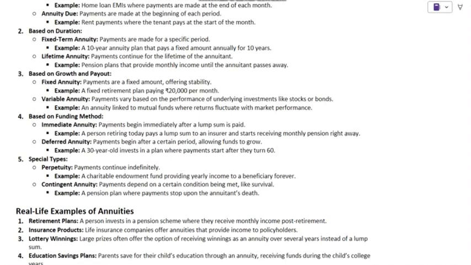Some special types are perpetuity, where payments continue indefinitely. For example, a charitable endowment fund providing yearly income to the beneficiary forever. Contingent annuity: payments depend on a certain condition being met, like survival. For example, a pension plan where payments stop upon the annuitant's death.